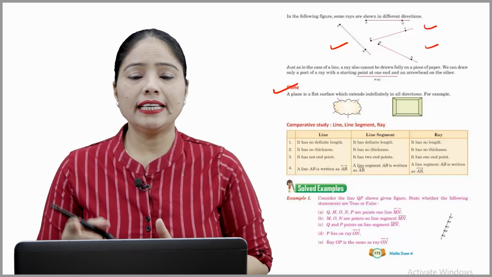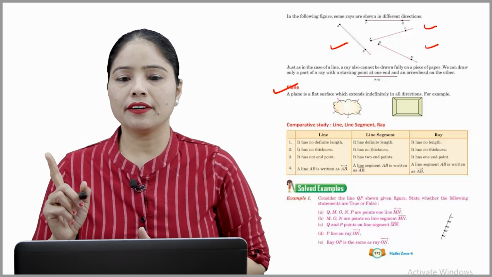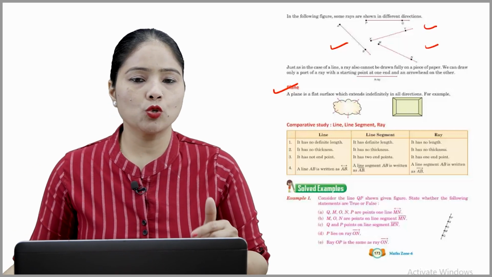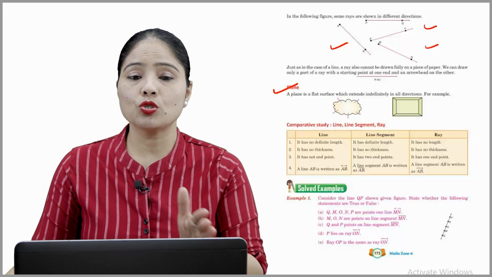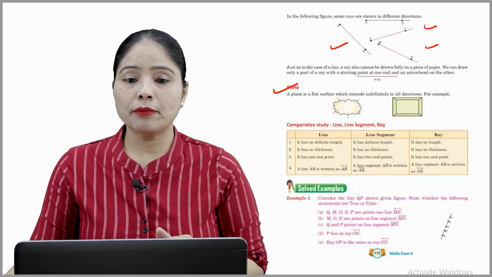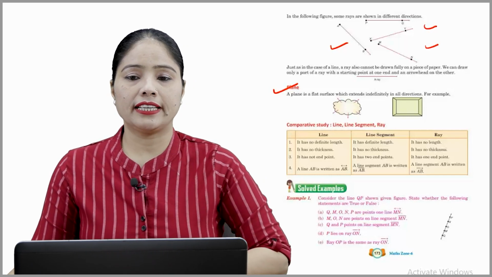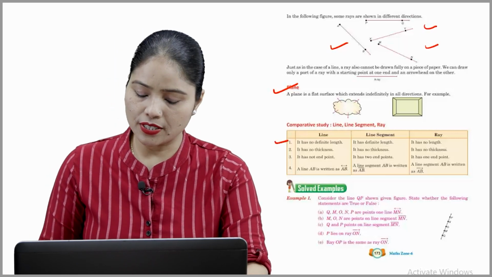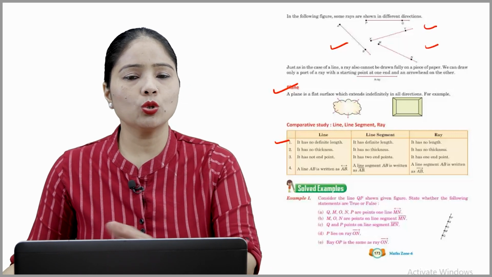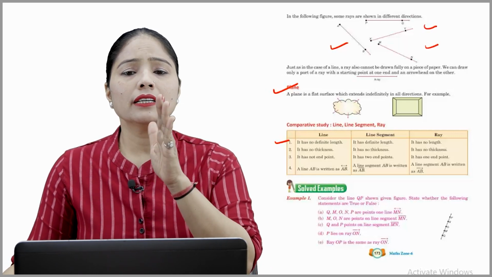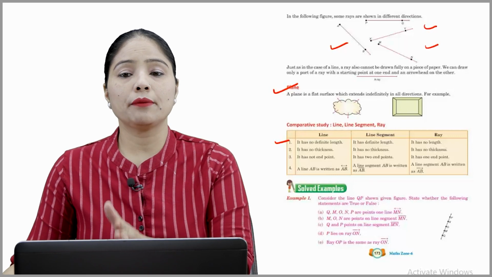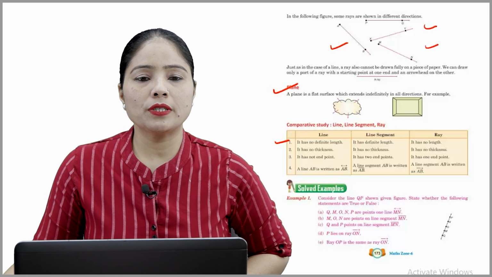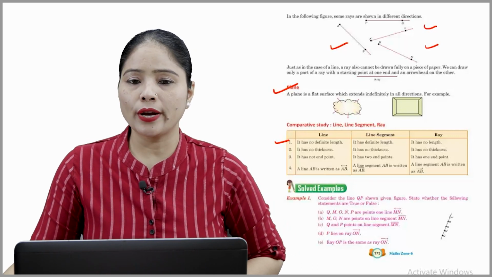Comparative study of line, line segment and ray. First one is line. So line की ये सारी हमारी properties होती है. First one is it has no definite length. Line segment क्या होता है? It has definite length. And ray में it has no length. Okay? Second is it has no thickness, but line segment में it has no thickness and ray में it has no thickness also. थर्ड लाइन की हमारी प्रॉपर्टी, it has no end point.